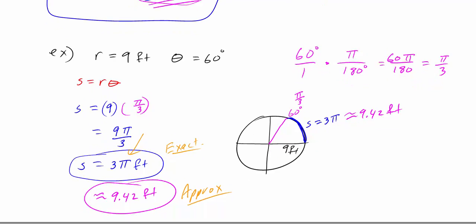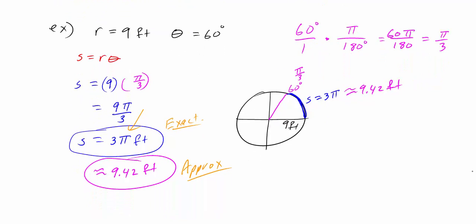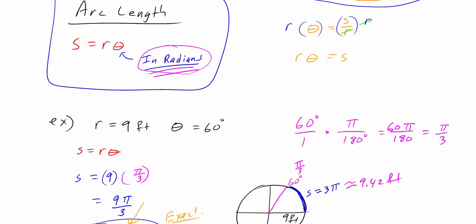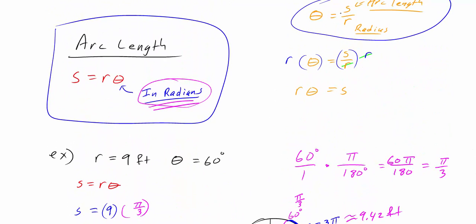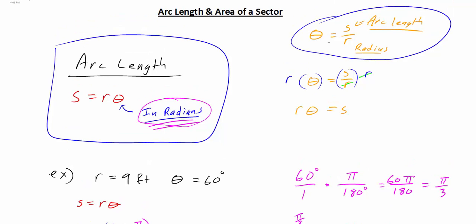So that's how we can calculate the arc length. And really, the formula we set up here is theta is equal to S over R. As long as you know 2 of these, you can solve for the missing piece. So if we wanted to find the radius, if we were given the arc length and the angle, we could certainly solve for the radius as well.